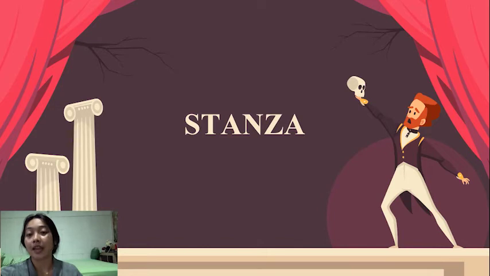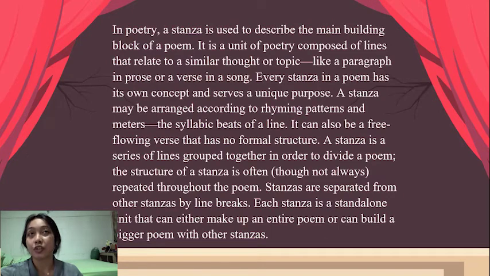My name is Yoni Serlina, and I bring a topic about stanza. So, the definition of stanza. In poetry, a stanza is used to describe the main building block of form. It is a unit of form composed of lines that relate to a familiar topic, like a paragraph in prose or a verse in a song.